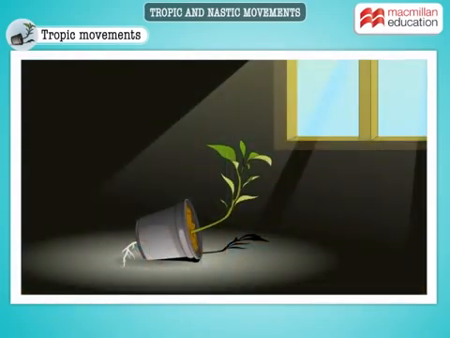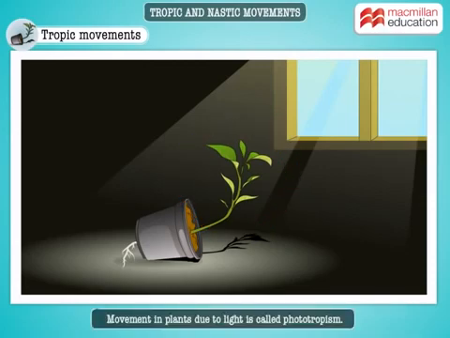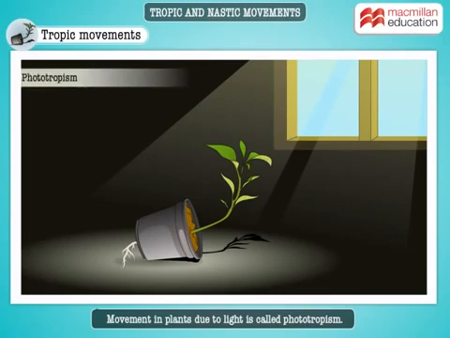Take a look at this plant kept indoors. We have chosen a pot that is open on both ends. All the stems have turned towards the window, that is, towards light. Movement in plants due to light is called phototropism.